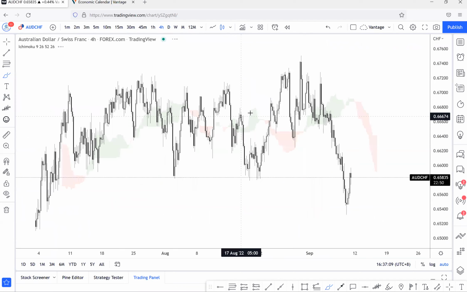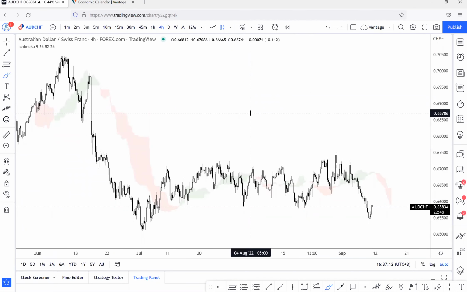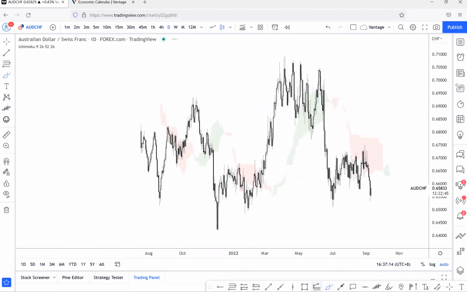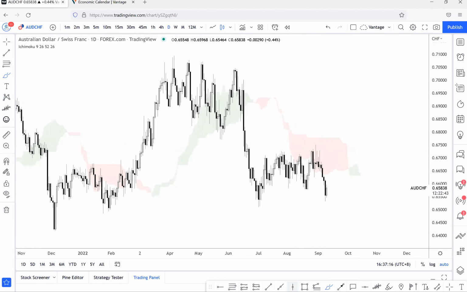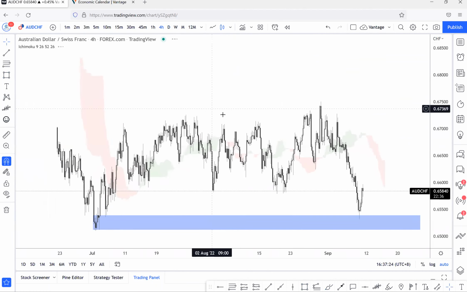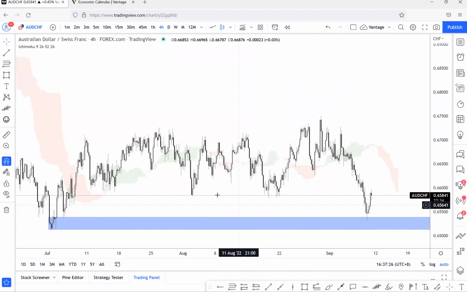Let's go to the 4 hours time frame. Just before that, let me put in the daily region first. So this is your daily low. Let me just mark this out as the daily low. Okay, and we go to the 4 hours time frame. So this is the daily region.